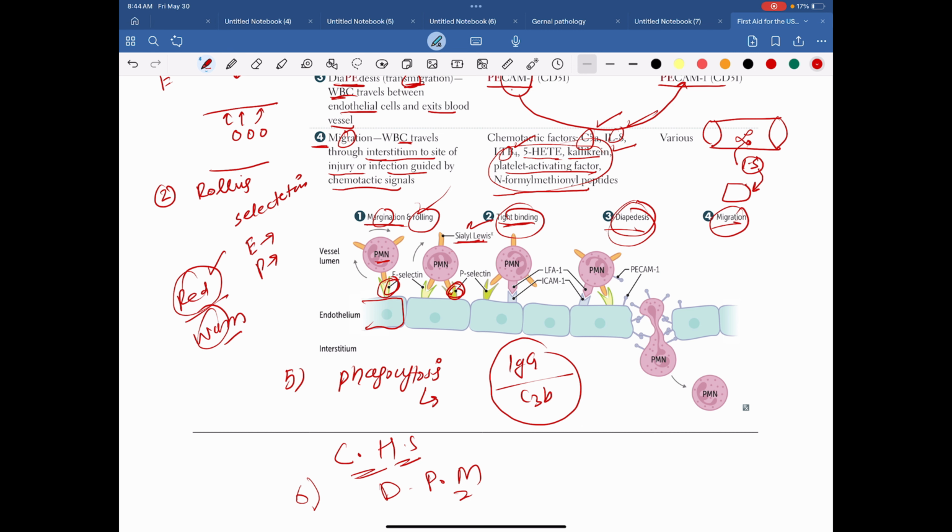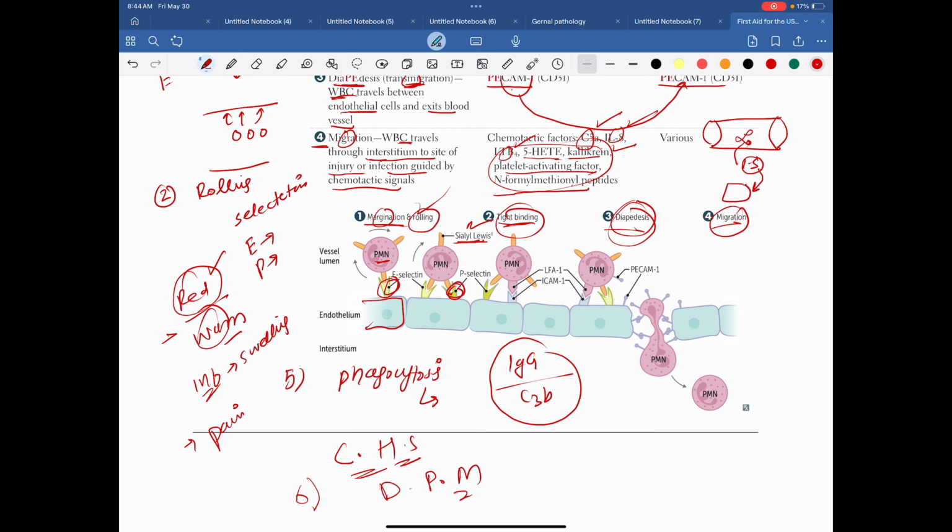Then in the last lecture I explained another cardinal sign, swelling. In the exam they can ask how swelling occurs. I already explained, it is due to the leakage of fluid from the postcapillary venules into the interstitial space. And what inflammatory mediators produce the swelling? Histamine, and also tissue damage. Then they can ask what mediators produce pain, which is also called dolor. Bradykinin and prostaglandin E2 produce the pain. So these are the important points you have to remember.